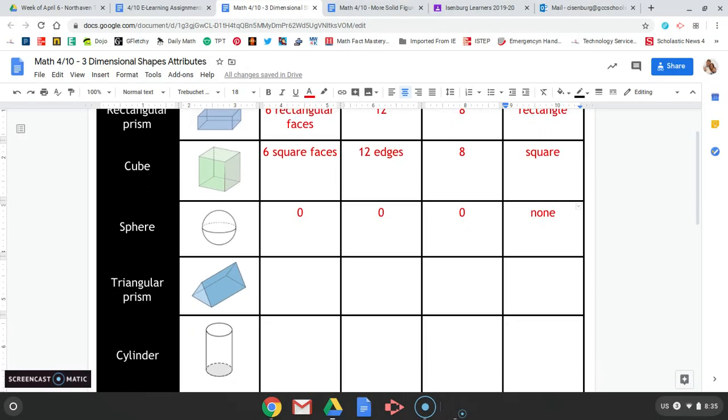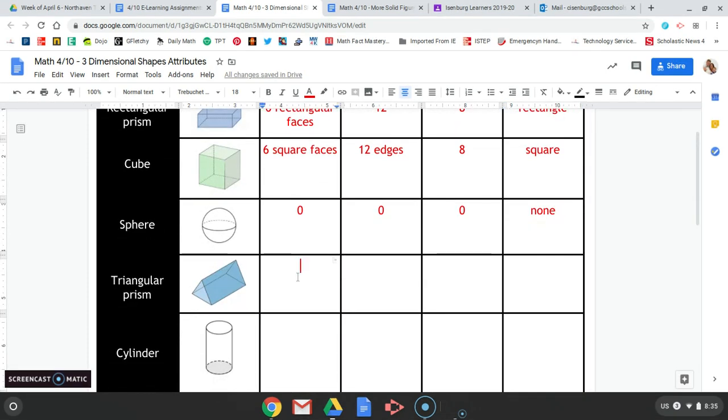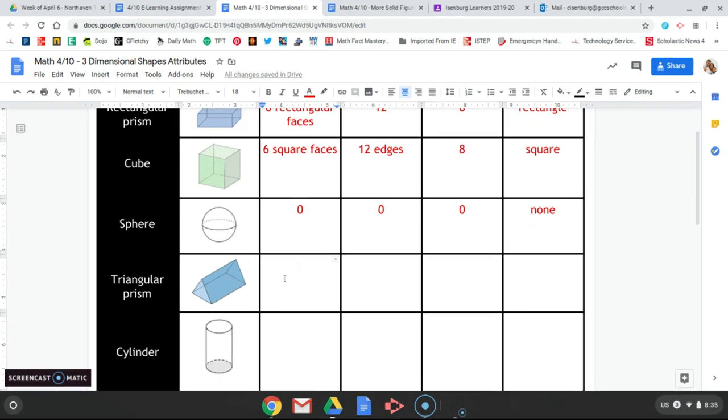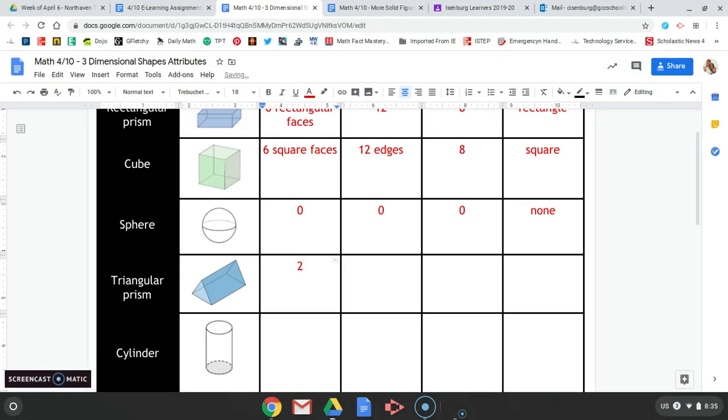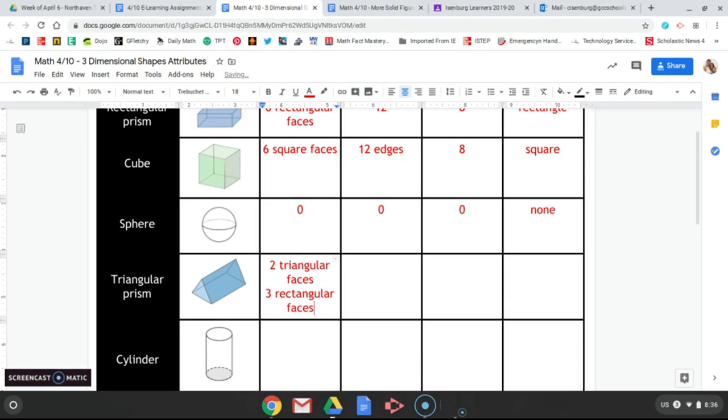Okay, all right, let's go to triangular prism. A triangular prism has 1, 2, 3, 4, and then 1 on the bottom would make 5. So it has 5 faces total. 2 are triangular, so there's 2 triangular faces, and then there are 3 rectangular faces, because you can see how the sides of the prism are actually shaped like rectangles. Guess I should add the word faces. There we go.